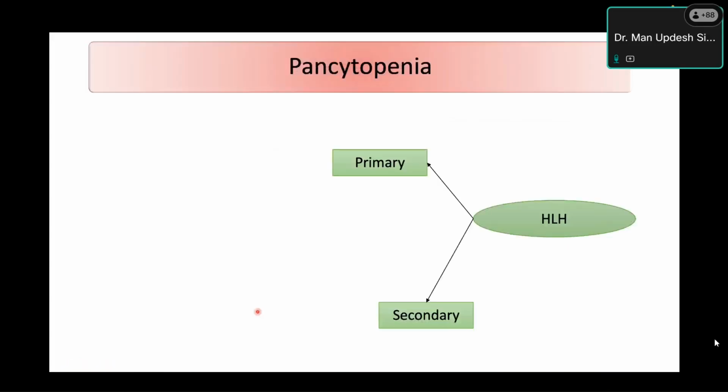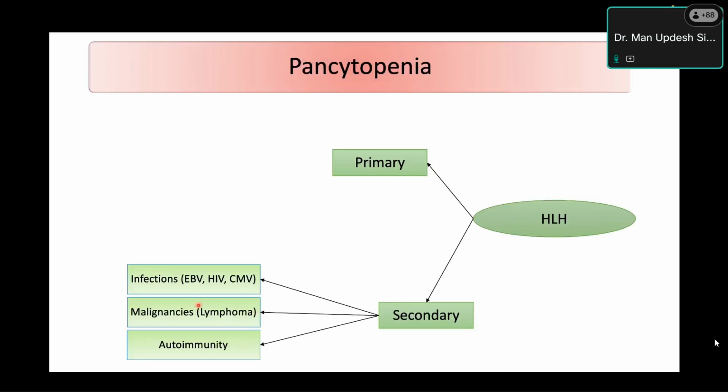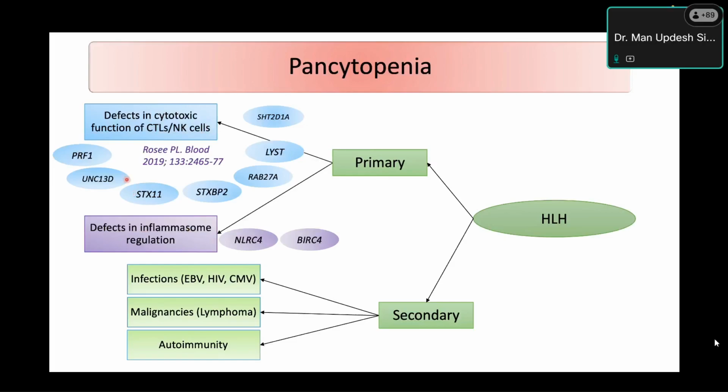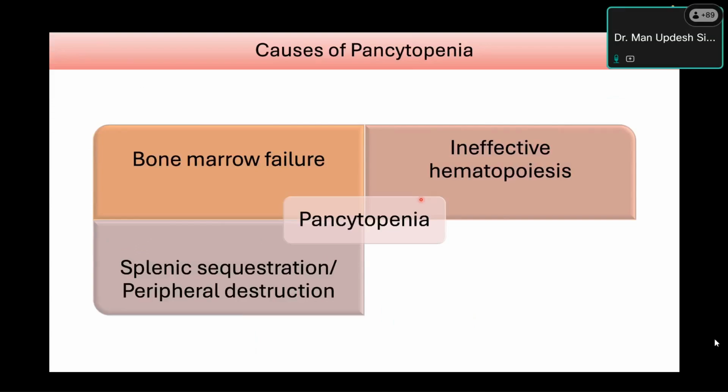So HLH can be primary, or secondary because of infections, malignancies, autoimmunity. These are not comprehensive. And primary because of genetic disorders, genetic mutations in genes which influence cytotoxic T cells or NK cells or inflammasomes. So those are the genes, perforin, UNC, syntaxin, and some others, and for inflammasome. The number of genes keeps on increasing. These are just some examples for you for the primary HLH and for the secondary.